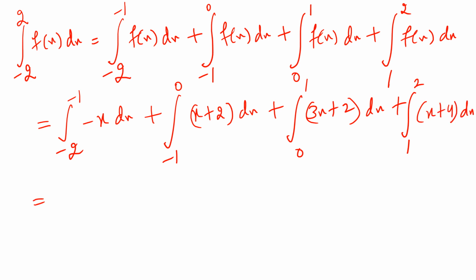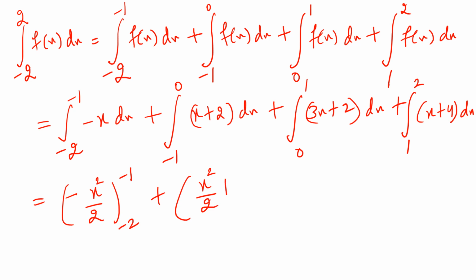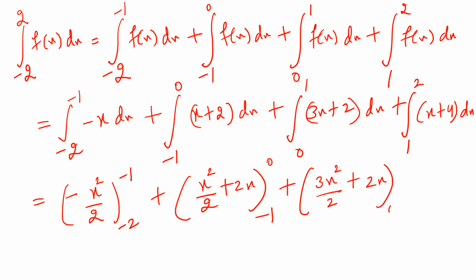Now just evaluate them. It becomes minus x square by 2, and the limits are from minus 2 to minus 1. It is x square by 2 plus 2x. Limits are from minus 1 to 0. It is 3x square by 2 plus 2x. Limits are from 0 to 1. And it is x square upon 2 plus 4x. Limits are from 1 to 2. Now just find their values.